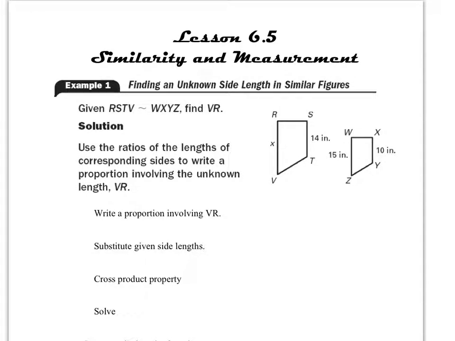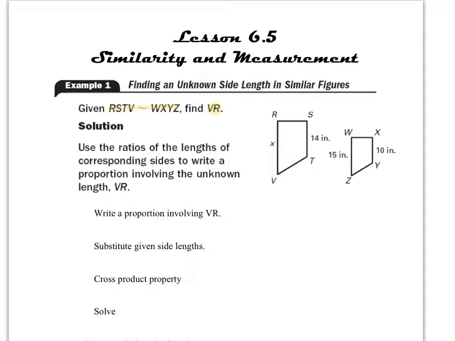All right, so in the last lesson, we talked about similar figures and we looked at the properties of similar figures. And today we're going to use those properties to help us solve for missing side lengths. So if you look at example 1 here, it tells us that given that RSTV is similar, that's what that squiggle line means, to WXYZ, it wants us to find VR.